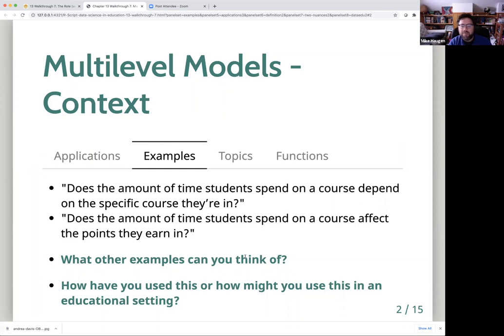But anyways, I'm curious if anyone has experience using multi-level models, or can you think of other examples or use cases based on what you've read or what I just talked about? Or have you used this, or how might you use this in an educational setting?